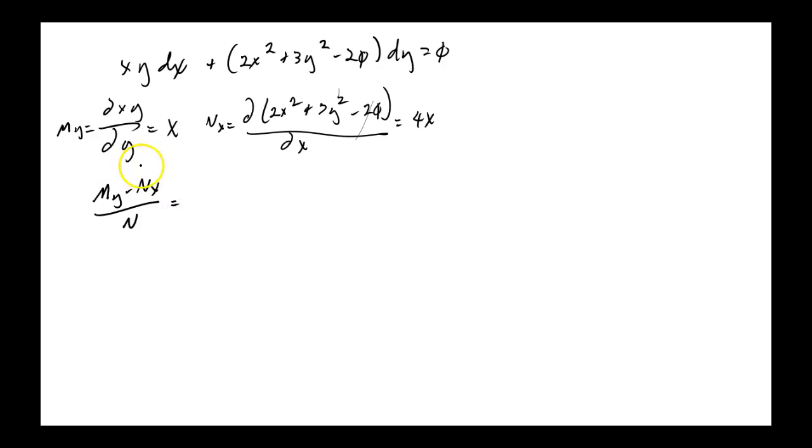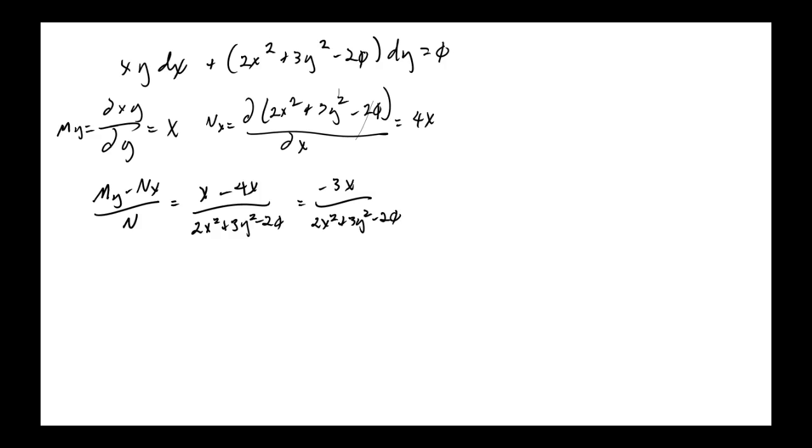We've got x minus 4x over n, which is 2x squared plus 3y squared minus 20, minus 3x over that mess. You think that's going to be a function of x alone? No, not a chance. Not a chance.